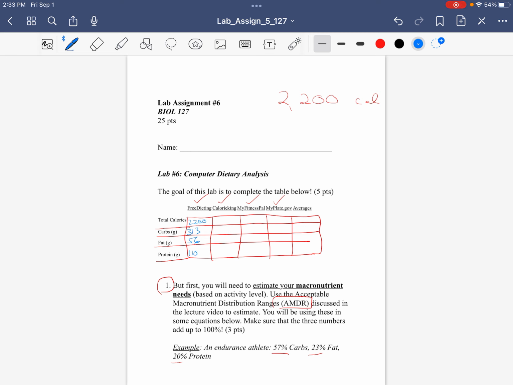After you've gone to all 4 websites, I want you to find the averages. So for example, total calories, you would add whatever free dieting said, plus Calorie King, plus MyFitnessPal, plus my plate, and then divide by the total possible, which is 4. So you're going to add up from left to right, divide by 4 to get the average. This way, we're going to eliminate the outliers and get a ballpark.